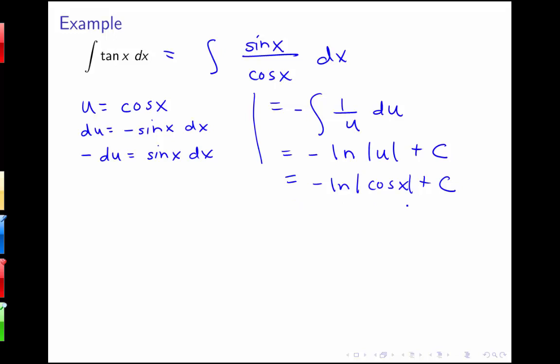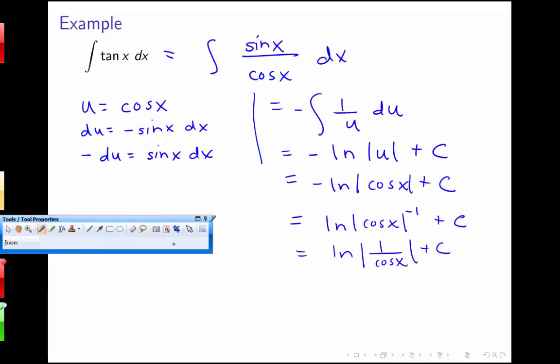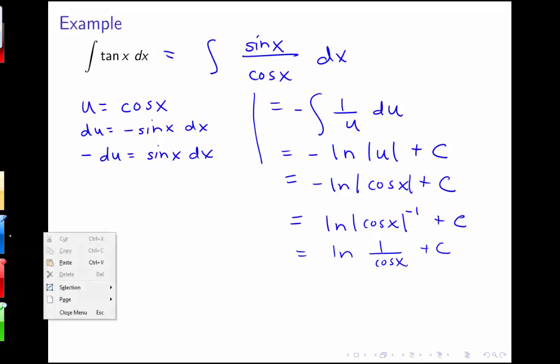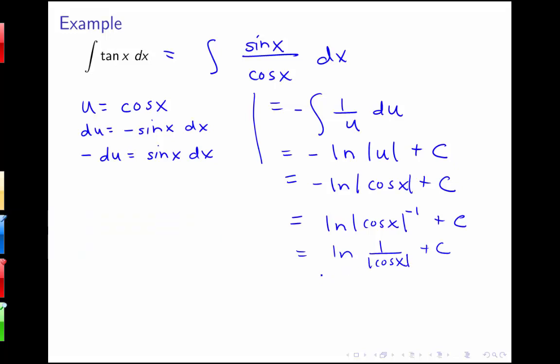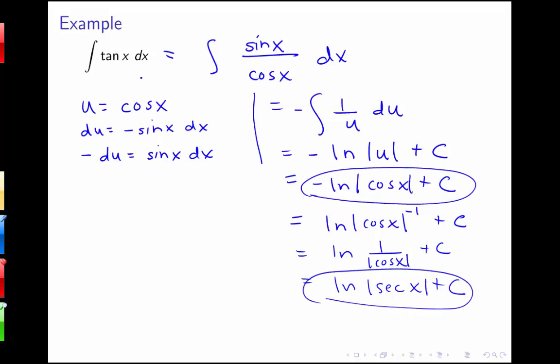You may notice that this is also written in another form on your handout, and that's because we can use log properties to say that this is the log of the absolute value of cosine x to the negative 1, plus c, which means this is the log of the reciprocal. So this is the log of 1 over the absolute value of cosine x. And we know that 1 over cosine x is secant x, so that's what we replace this with. So I've got log of 1 over the absolute value of cosine x, which is the same as log of the absolute value of secant x. So both this form and this form are antiderivatives of tangent of x.